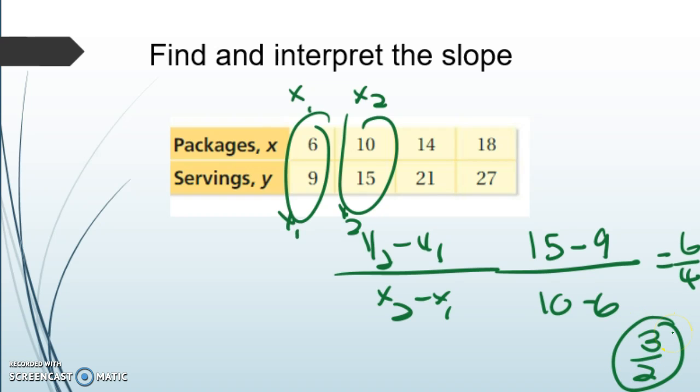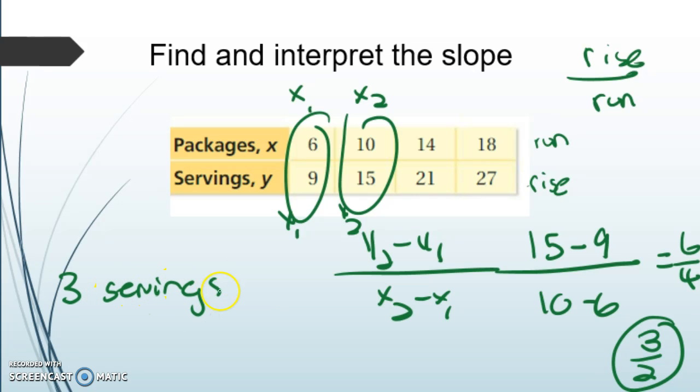That is my slope. Now what that means, remember slope is rise, which is my y values, and run. So if I want rise over run, then my slope interpreted is going to be servings per packet. So I could say that this is 3 servings for every 2 packages. I'll go ahead and write that over. 3 servings for every 2 packages.